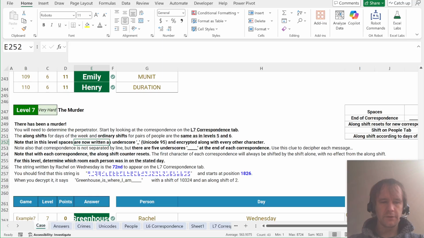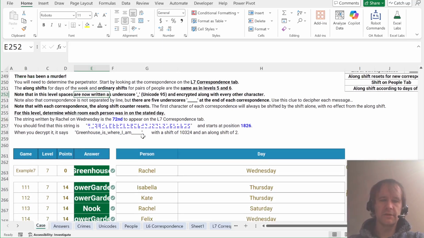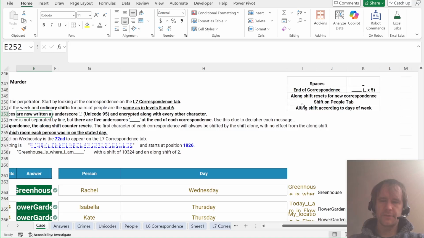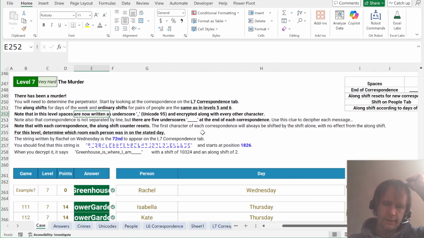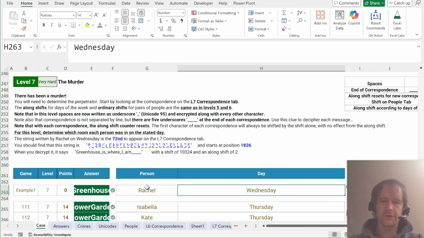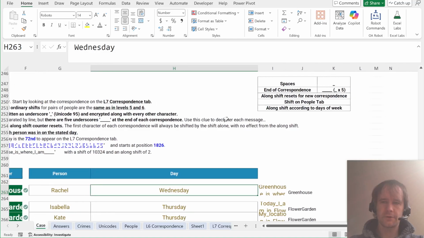So the original level 7 gives you some information about how this is encoded, which I'll go through in a minute, and it asks you to figure out, for a given person and a given day, what room that person was in. And then the bonuses take you through actually solving the murder. So first, let's go through the encryption.